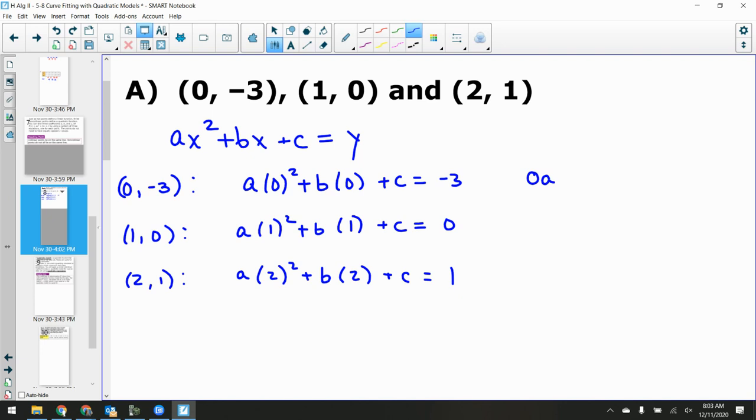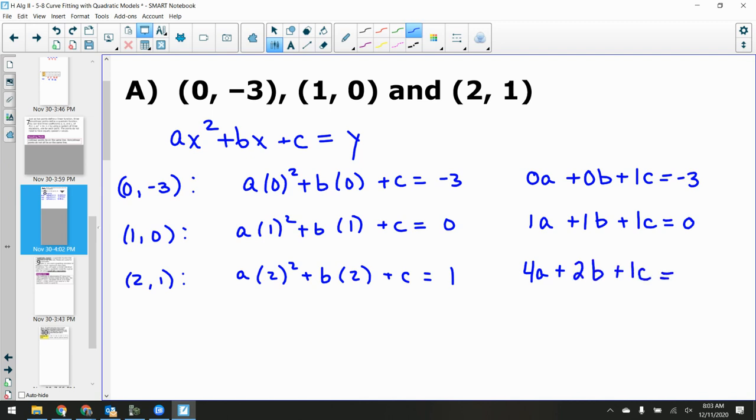0a, I'm going to bring the numbers out in front of a, b, and c, plus 0b plus 1c is equal to negative 3. Yeah, I know, it's just c. But I'm going to write it like this for our purposes here. 1a plus 1b plus 1c is equal to 0. 4a plus 2b plus 1c is equal to 1.